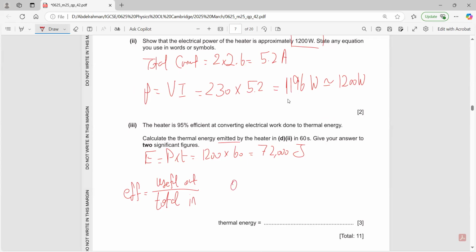So basically the output would be equal to the efficiency times the input. Since this is 95% efficient, 95% means 95 over 100, which is 0.95. 0.95 times 72,000 joules would give you a total of 68,400 joules as the output of this heater.